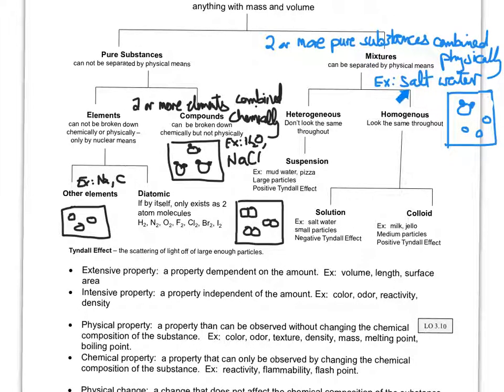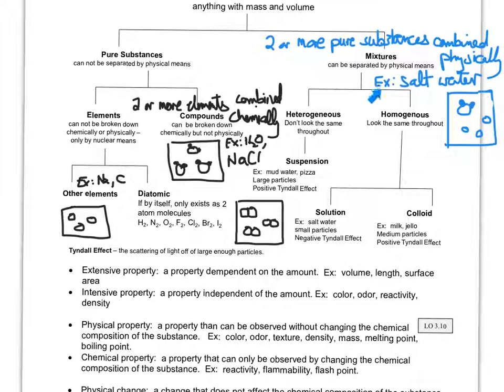An example of that is salt water. I can separate it physically. It's made up of 2 pure substances, salt, which is a compound, and water, which is also a compound. If I boil off the water, that's a physical change, and they separate. So, again, mixtures can be separated physically. Here's a particle diagram of a mixture. There's a compound and there's an element there.